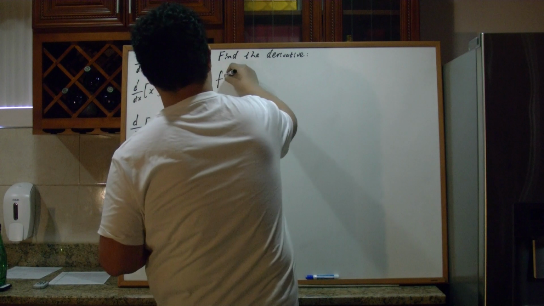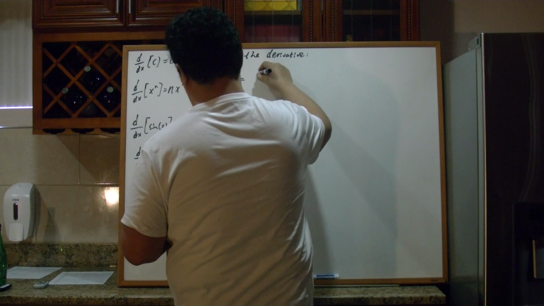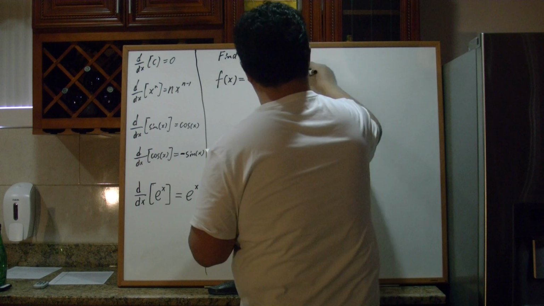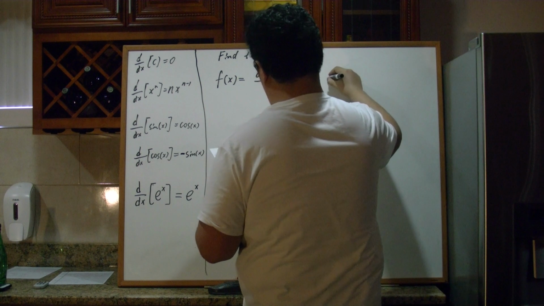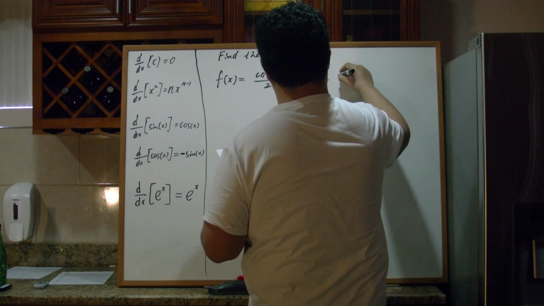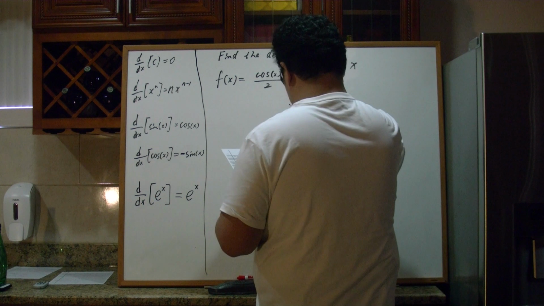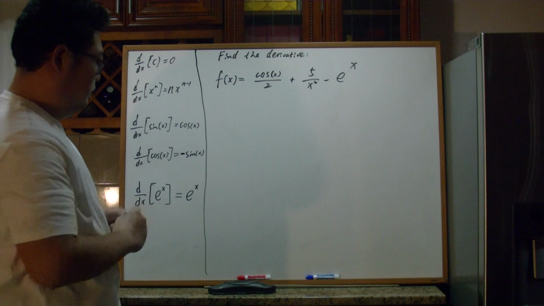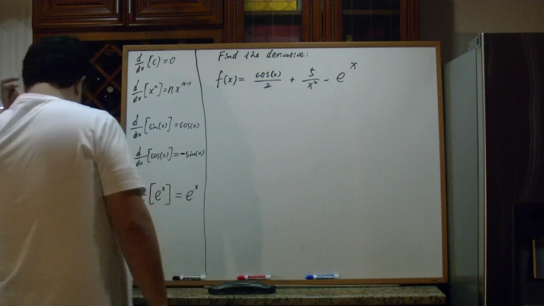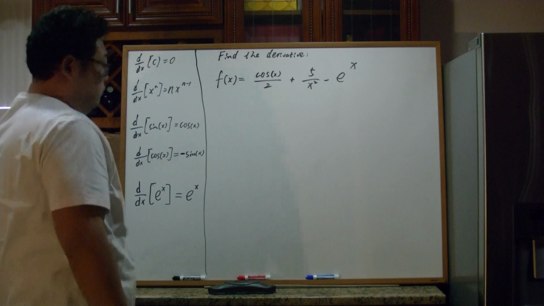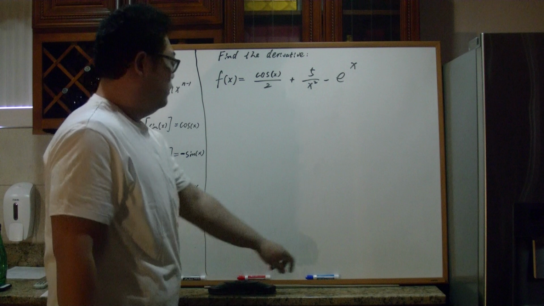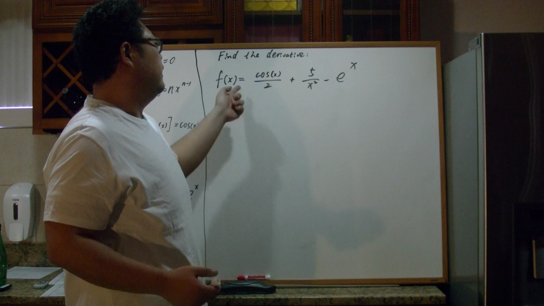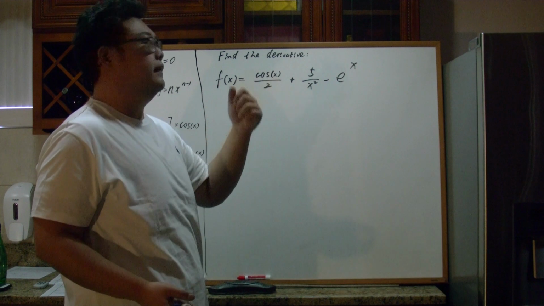Right, so try the next one. F of x equals cosine x over 2, plus 5 over x squared, minus e to the x. This cosine x over 2 has no problem. Over a constant, we could just leave it.